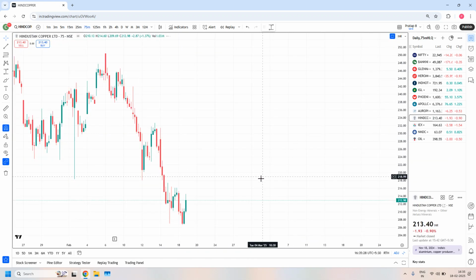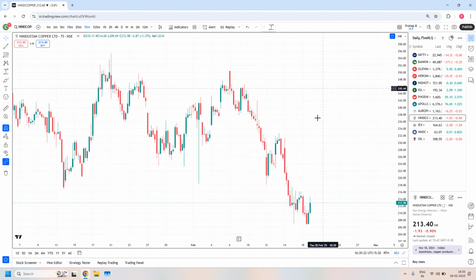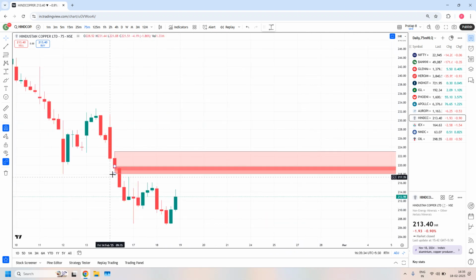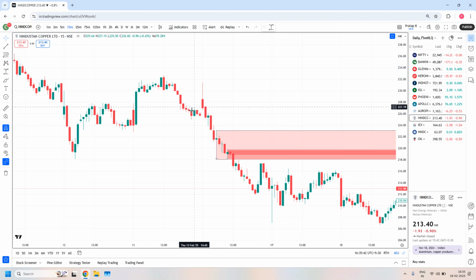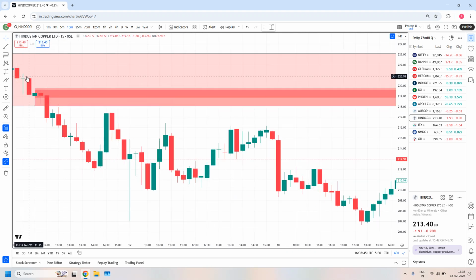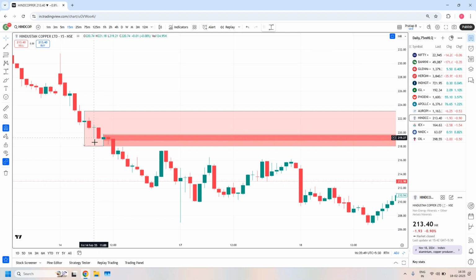Next one is Hindustan Copper. Hindustan Copper is also a 75 minutes high liquidity supply zone. Here drop, base, drop. This is how our software identified. How I fine-tuned? Go to the 15 minutes time frame. See, very nicely we can see drop, 2 base candles and drop. That's it. And earlier candles are not good.